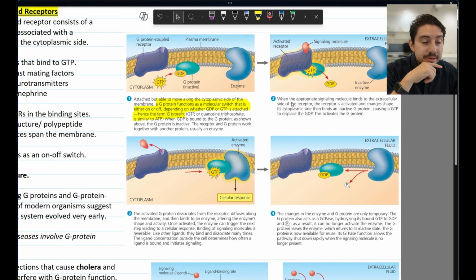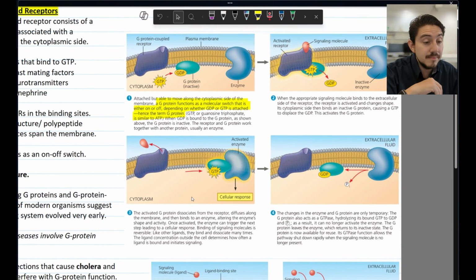Number 2, when the appropriate signaling molecule binds to the extracellular side of the receptor, it is activated and changes shape. Okay, its cytoplasmic side then binds an inactive G protein, causing a GTP to displace a GDP. So this will activate the G protein. Okay, so do you see how the GTP is replacing the GDP?